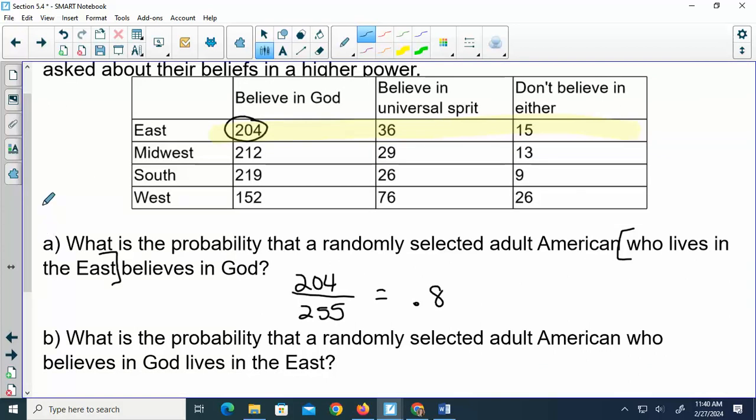So now we have to start paying close attention to the words. If I said lived in the East and believed in God, then it would be very different because then it would have been out of everybody. But I knew they were from the East, so I was only looking at those people.